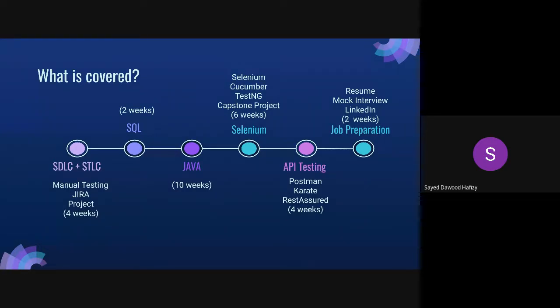At the end of this Selenium course, we will have a complete capstone project. I mentioned earlier that we will have a real-time project for manual testing at the end of the manual testing course. All those test cases that we have written in manual testing, we will automate those test cases. So you will have a very good idea of automation. The automation part will be for 6 weeks.